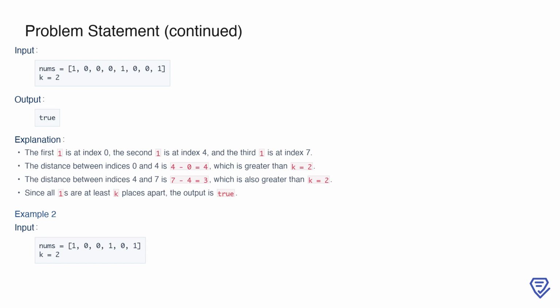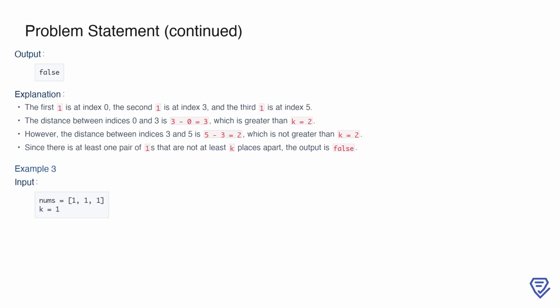Suppose the input array is nums equals 1, 0, 0, 0, 1, 0, 0, 1, and k equals 2. Here, the first one is located at index 0, the second one at index 4, and the third one at index 7. The distance between indices 0 and 4 is 4 - 0 equals 4, which is greater than k equals 2. Similarly, the distance between indices 4 and 7 is 7 - 4 equals 3, which is also greater than k equals 2. Since all 1's are at least k places apart, the output in this case is true. This demonstrates that the condition is satisfied for this example.